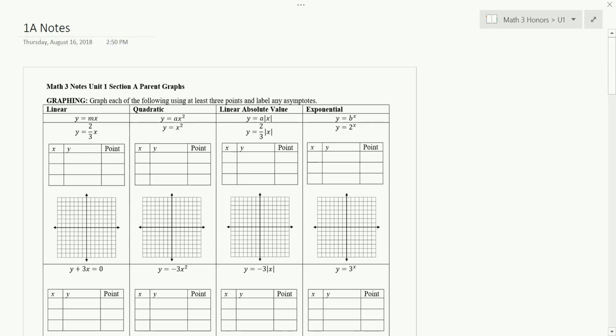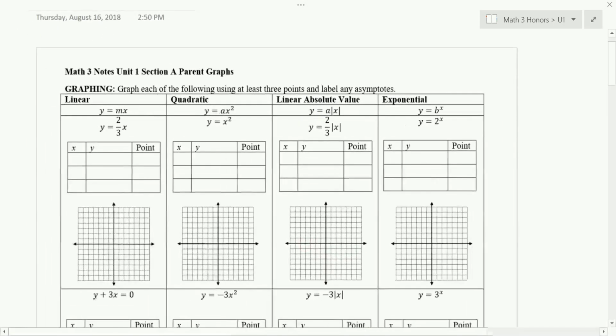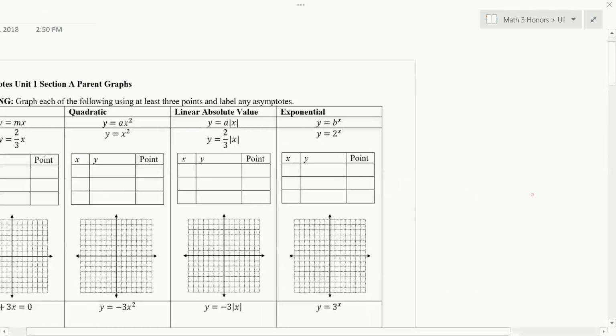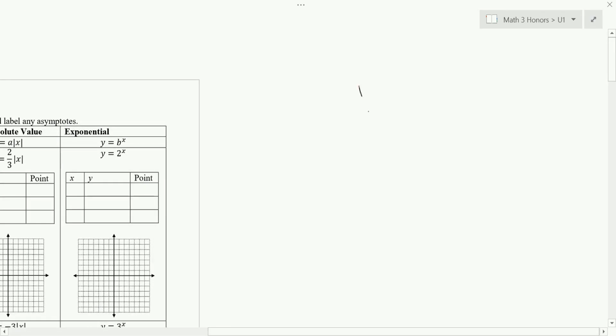Okay, so our notes are on parent graphs. Just like all of us have parents, we can view graphs as having parents, meaning that there's this general shape within different types of equations that all other shapes kind of come from. For example, a parabola, we saw in Math 2 Honors, looks something like that, right? And all parabolas look like that.